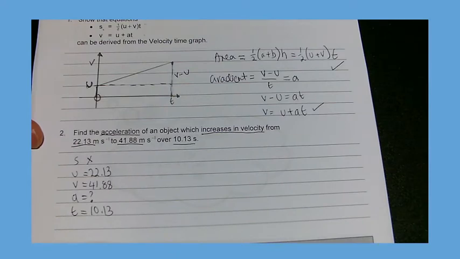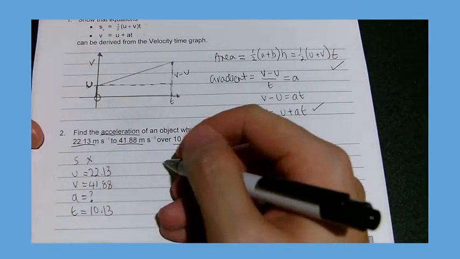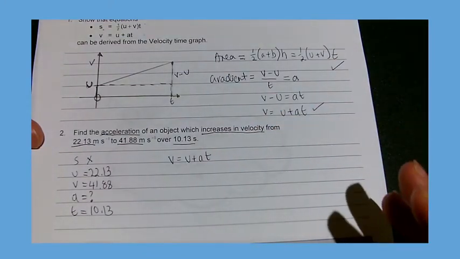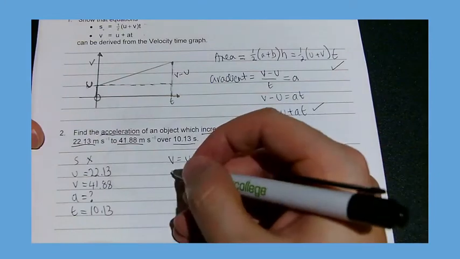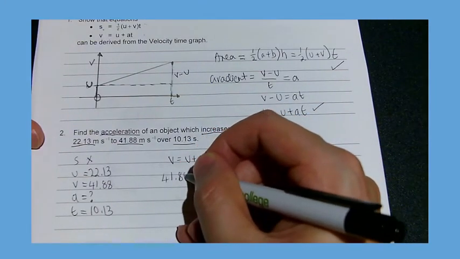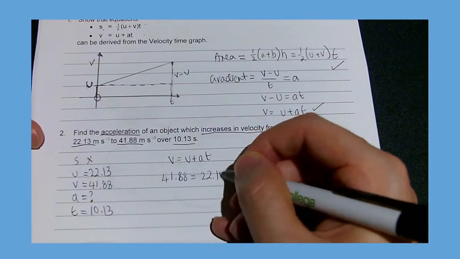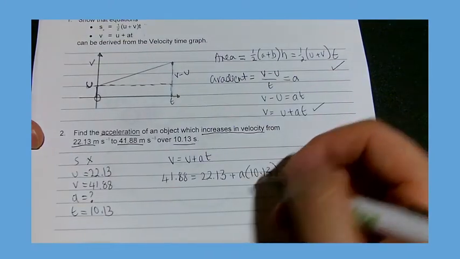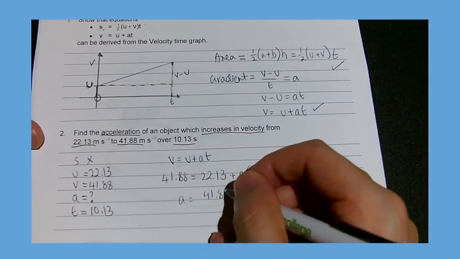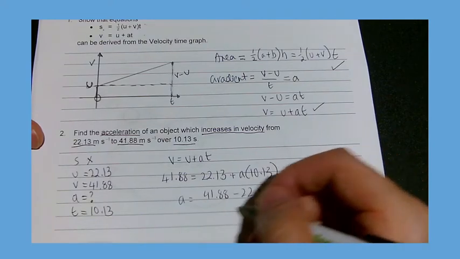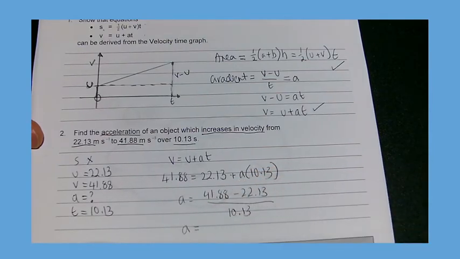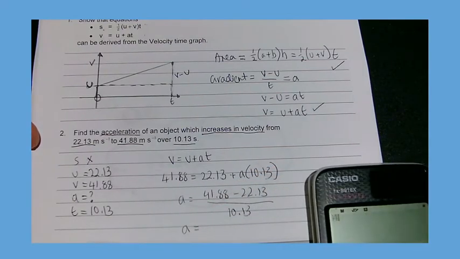So we need a formula that links acceleration with u, v and t, and luckily we've got that one here. V equals u plus at, and once I've identified the formula, I put the correct numbers in and I solve. So 41.88 equals 22.13 plus a times 10.13. So therefore a equals 41.88 minus 22.13 over 10.13. I'll just do that quick calculation in my calculator.